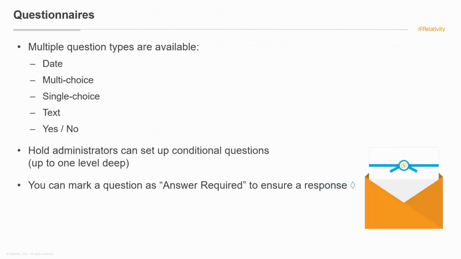Okay, so questionnaires are used to collect any information needed for the project. In a former manual process, something like this may have been done in an Excel spreadsheet. But now in Relativity Legal Hold, you can create questionnaires that can be reused across matters. Multiple different question types are available, so depending on the type of information you're gathering, here are the different question types that you can create.